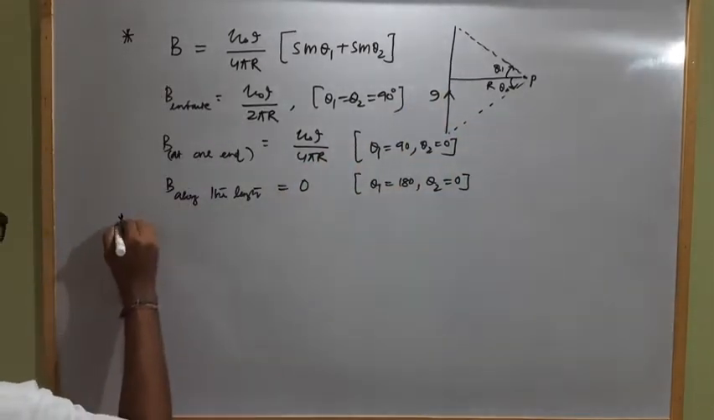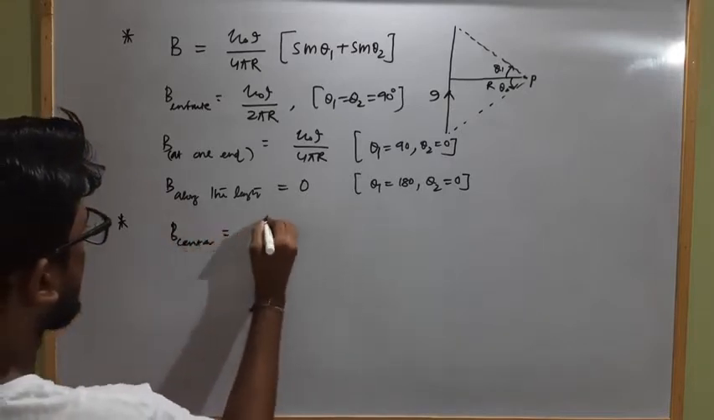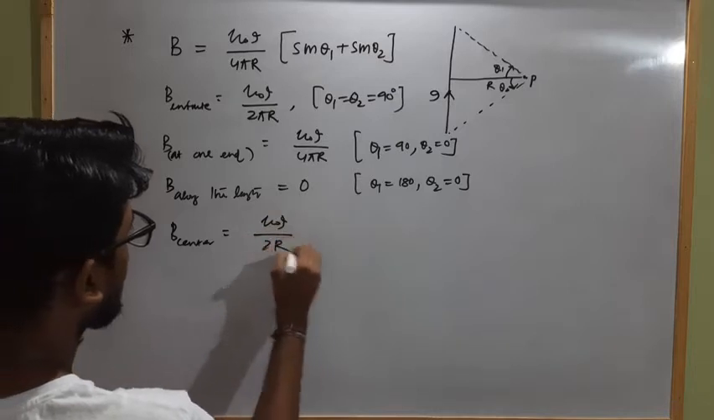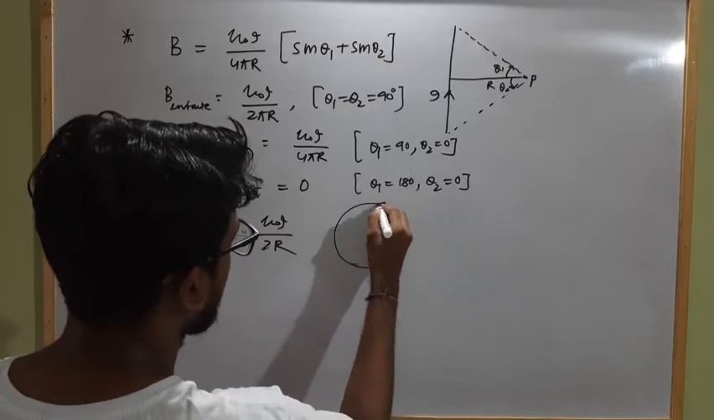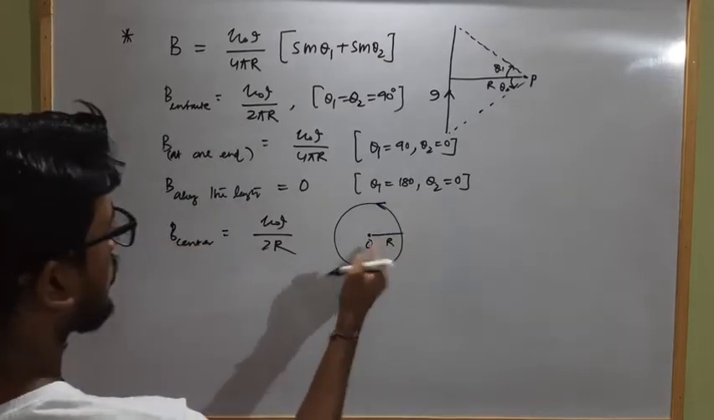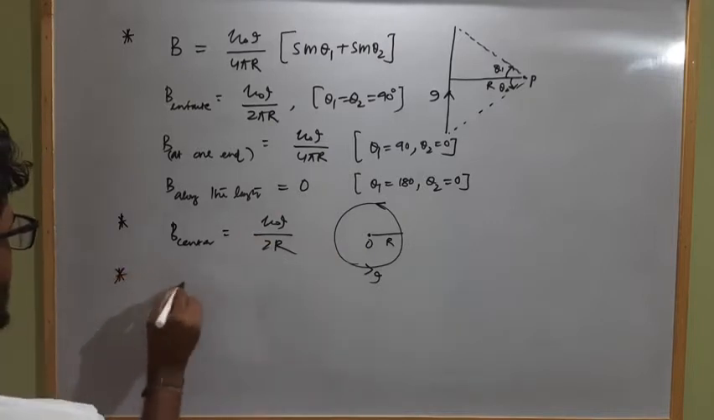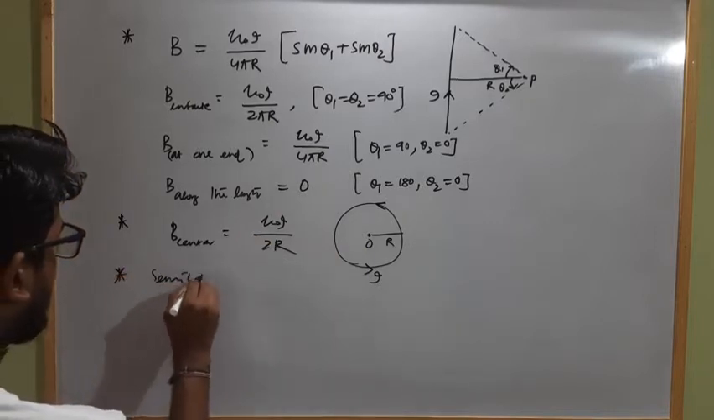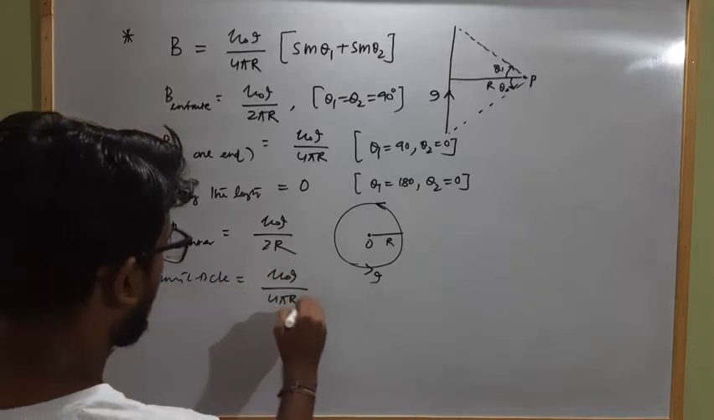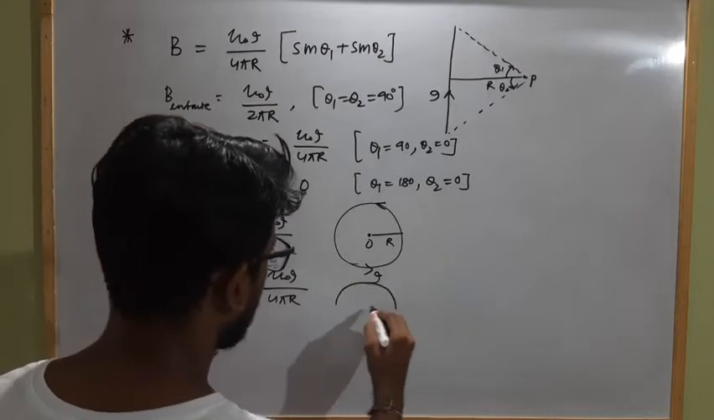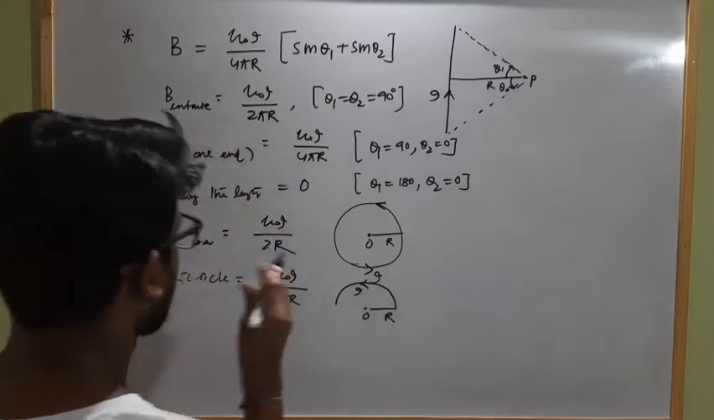Similarly, for a circular current carrying coil, B at the center equals mu naught I by 2r. If this is a circular current carrying coil, this is the center, this radius is r, and the current flowing through it is I, then at the center the magnetic field strength will be mu naught I by 2r. Similarly, for a semicircle, it is mu naught I by 4r. If this is a semicircle, this is the center O, the radius is r, and the current flowing through it is I, then this is mu naught I by 4r.